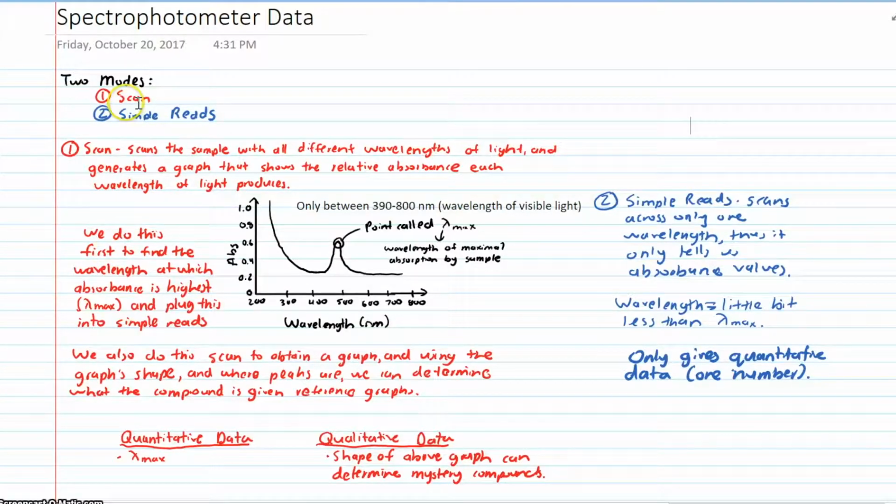There are two modes in the spectrophotometer. One's called scan, one's called simple reads. Scan scans a sample with all different wavelengths of light and generates a graph that shows the relative absorbance each wavelength of light produces. We use scan for two reasons.